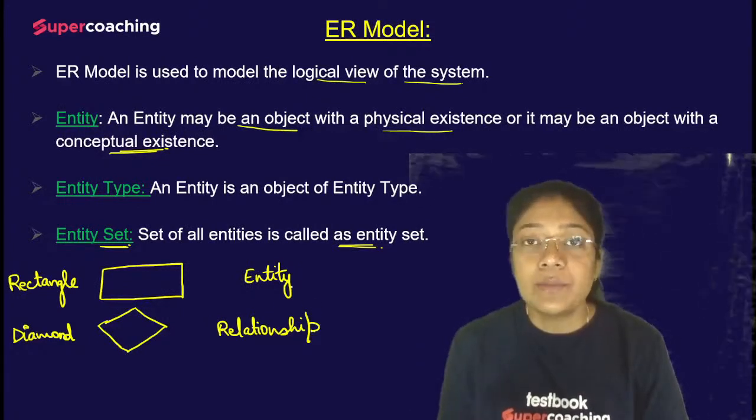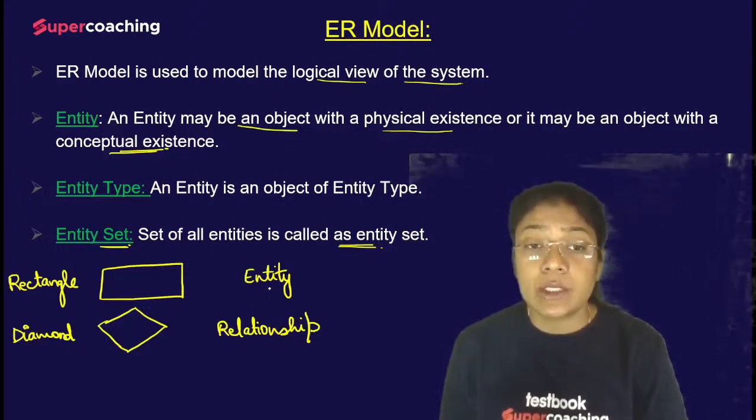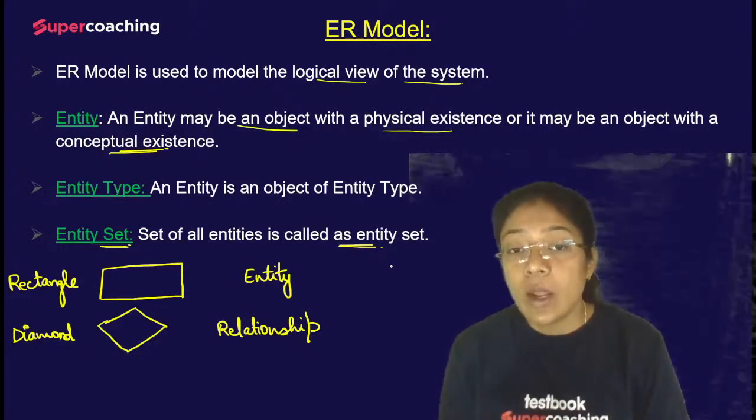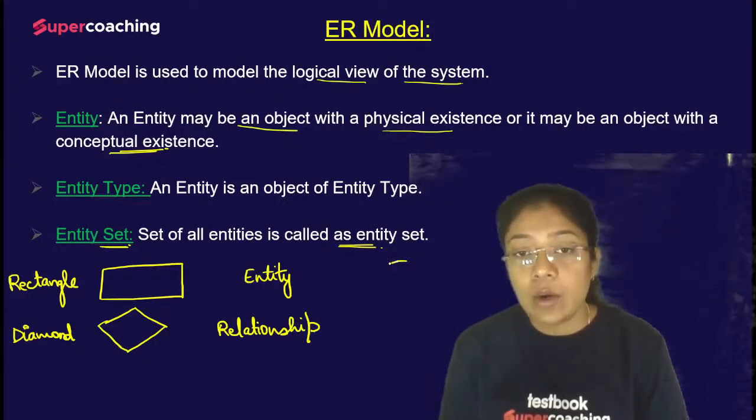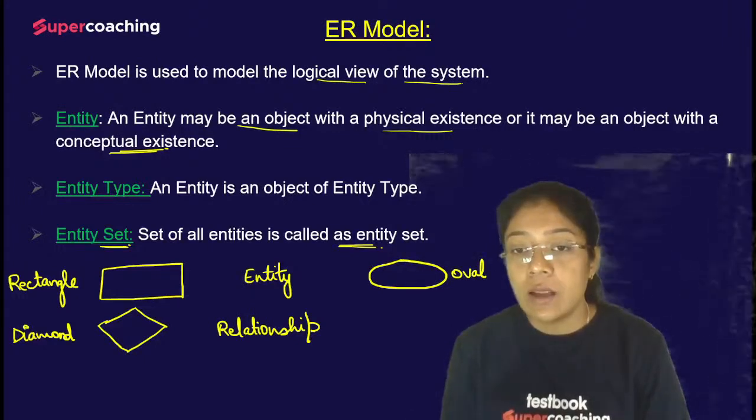Now, there are some attributes which are going to define the entity, which are representing the properties of the entity. So, attributes are represented by an oval. This is an oval, and this is representing the attribute.